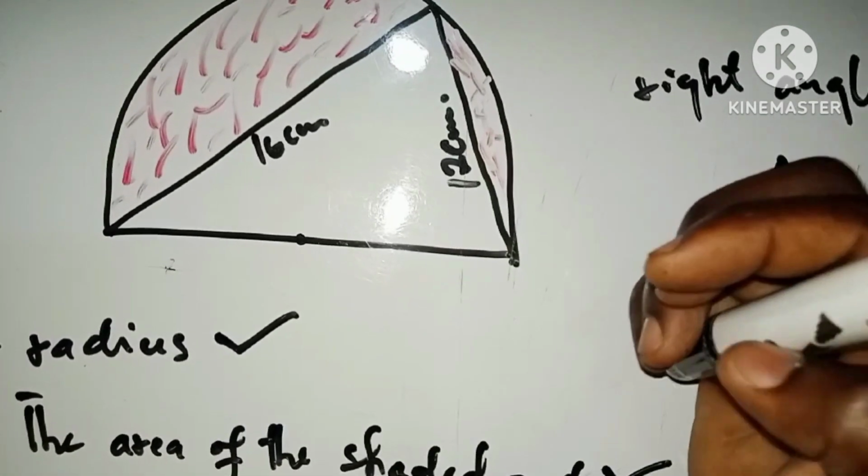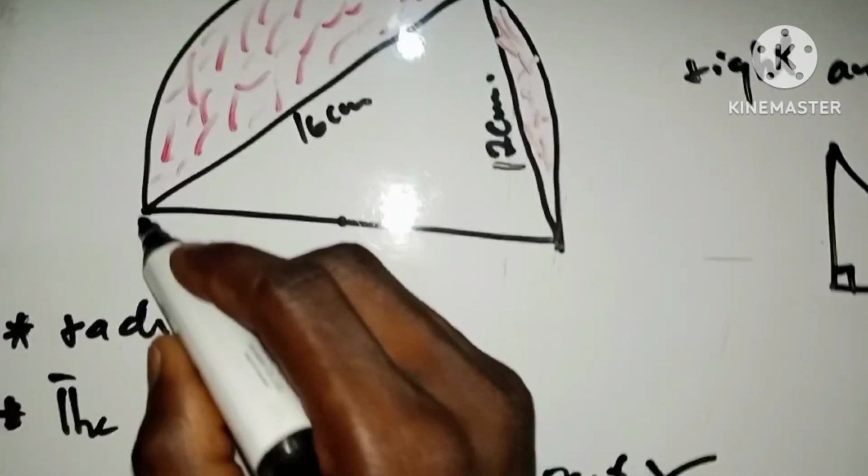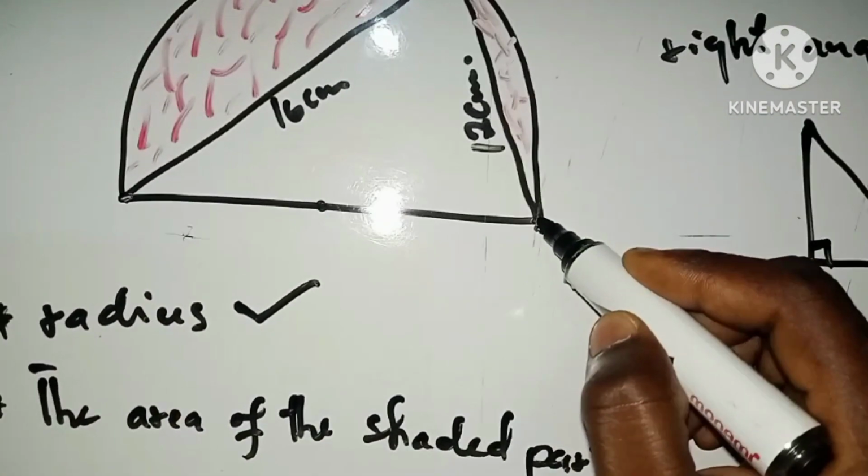Here's the secret. One thing you must know about this type of geometry is that from here to here is going to be the diameter. Do you agree?